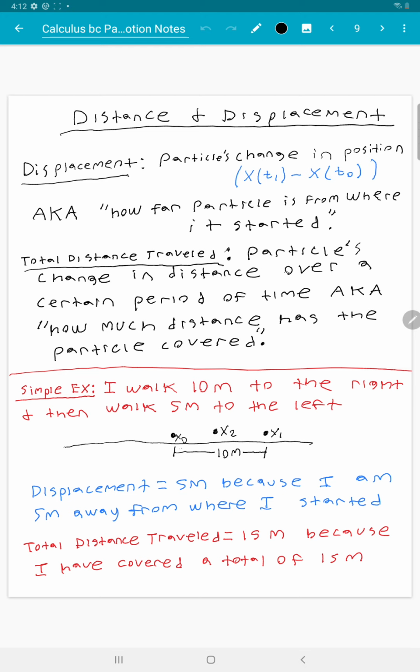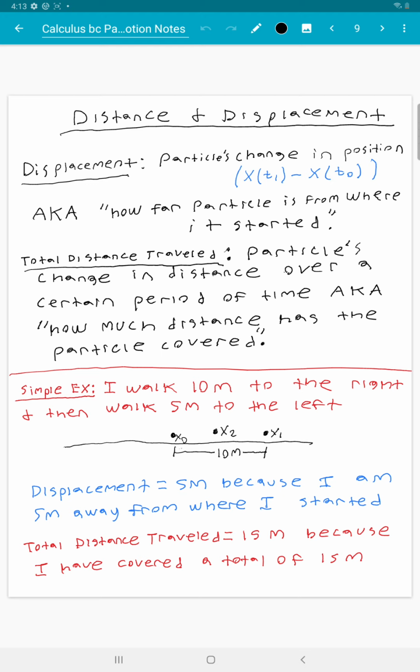And then we have total distance traveled, and that is the particle's change in distance over a certain period of time, also known as how much distance has the particle covered. So let's think of a really simple example here. These concepts are really not that hard to understand, just conceptually. The really hard thing that students, I would assume, trip up with is forgetting how to use integrals to calculate them. So you really just need to memorize those formulas, but it's nice to really have an understanding of what these things mean.